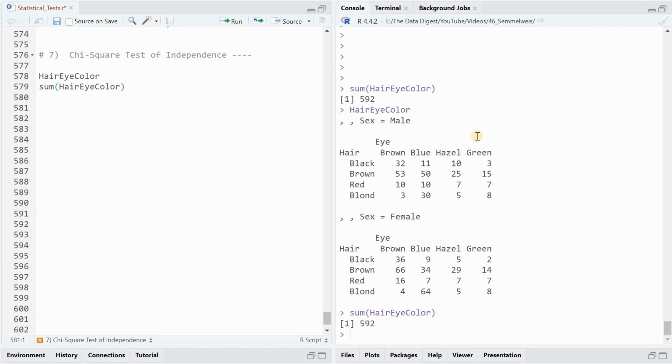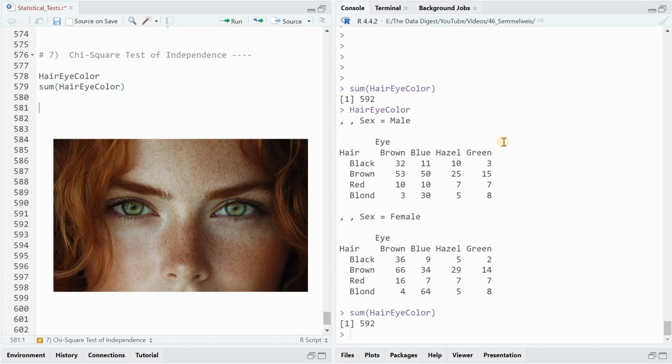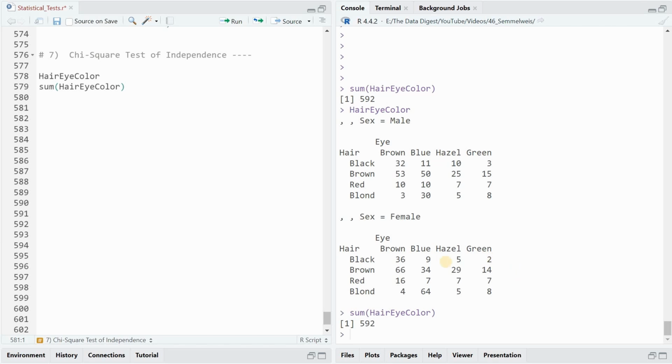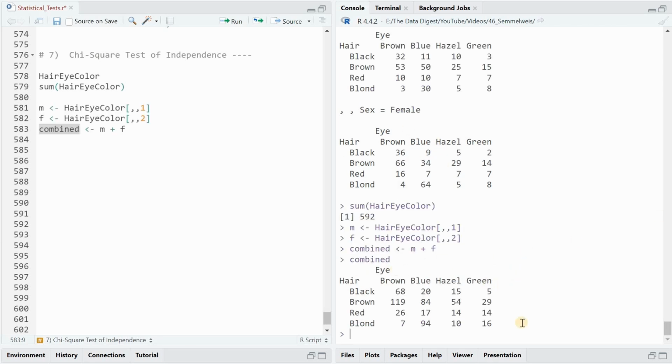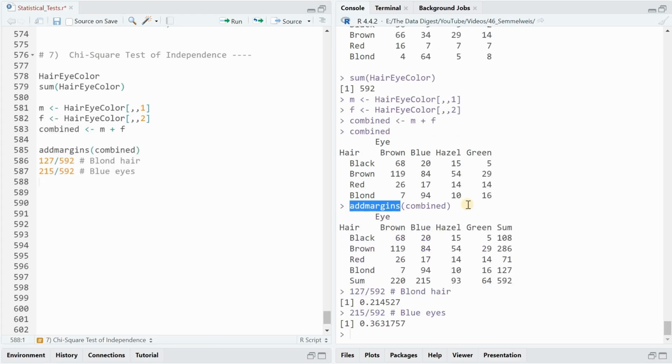And for this example, we use the tables with different hair and eye colors. We have 592 observations of them appearing together for males and females. We can combine them into one big table, and it's not really easy to see whether brown hair and brown eyes appear more often than one would expect. The addmargins function adds the row sum and the column sum to a table. We still have our 592 individuals, and the probability of having blonde hair is 21%.